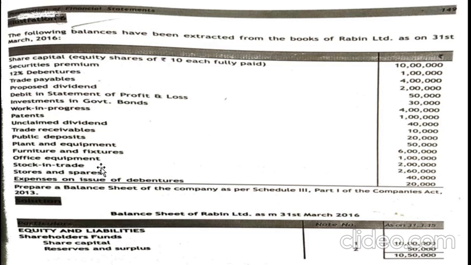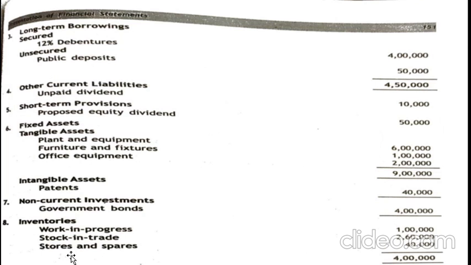We have stock in trade. So the stock, then stores and spares comes under your inventories. Then we have also work in progress. So we will be taking into consideration work in progress, stock in trade, and stores and spares. So all your stock that you have got, which is 1 lakh, 2 lakh 60,000 and 40,000, the total of it will be 4 lakh.